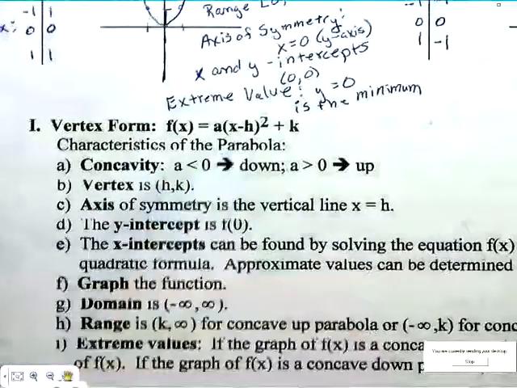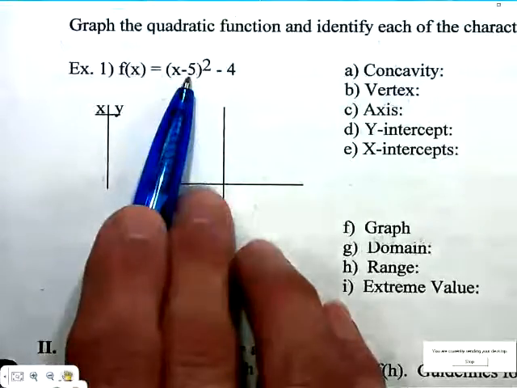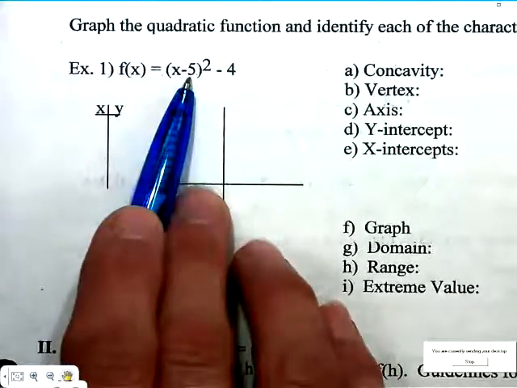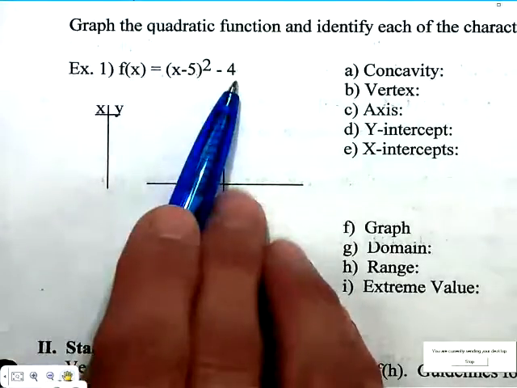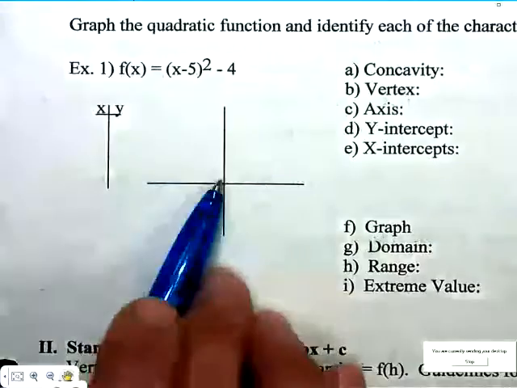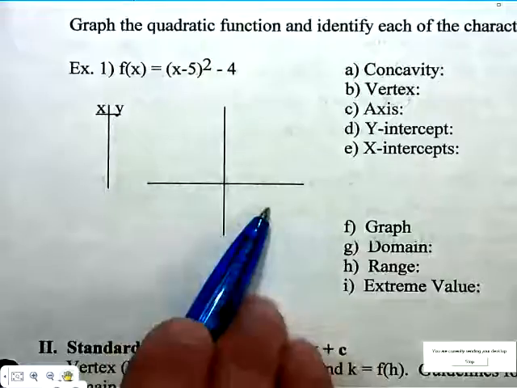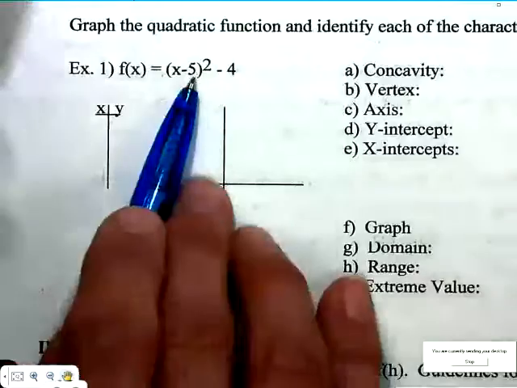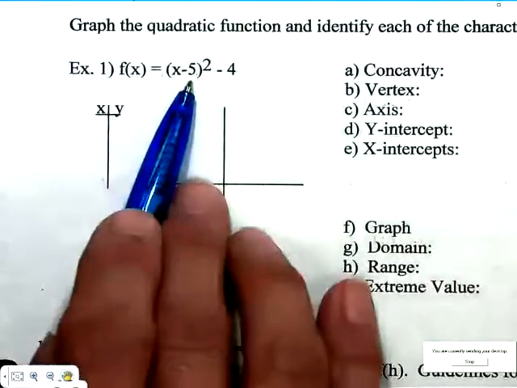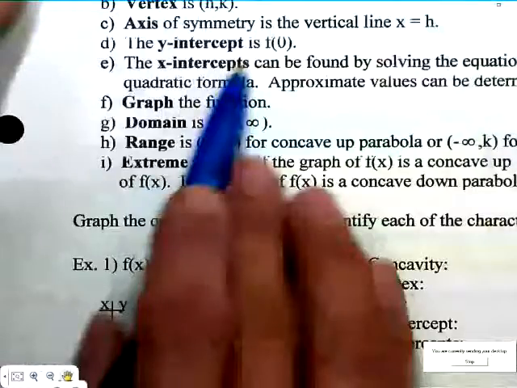For example, down here in example 1, this parabola has been shifted how horizontally? 5 to the right and down 4. So if you started at 0, 0 and counted 5 to the right and down 4, what's the vertex of that parabola? 5, 4. Oh, yes, I'm sorry, 5, negative 4. We're just going to be lazy sometimes and say the opposite of the guy in parentheses and the guy on the end. That's the horizontal and vertical shift. So that's how we find the vertex.